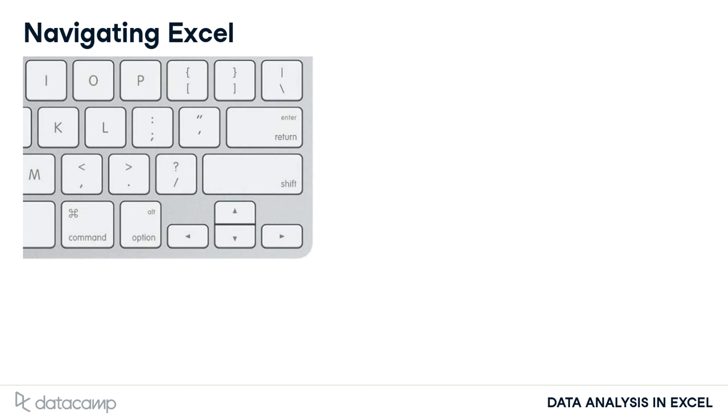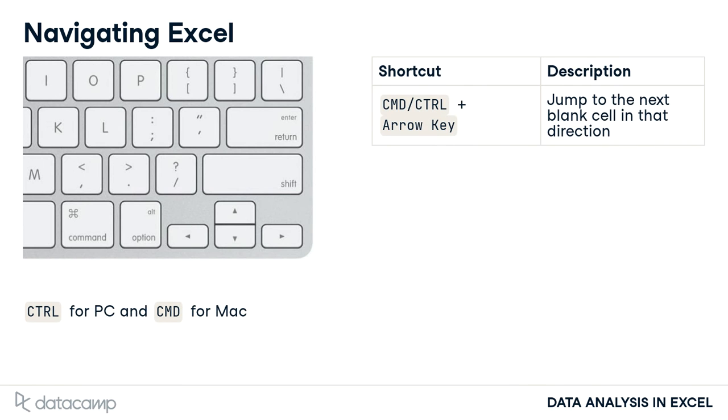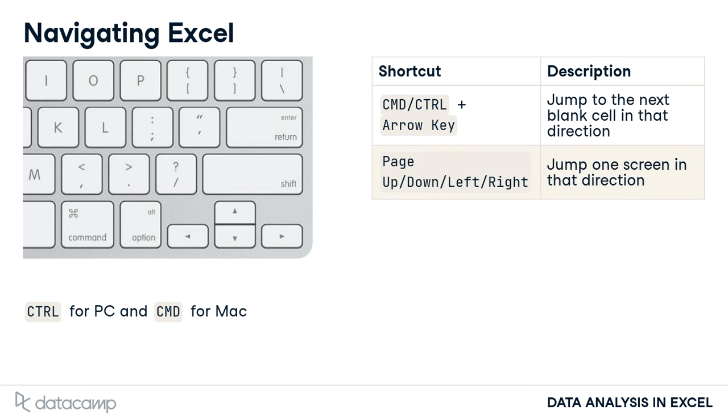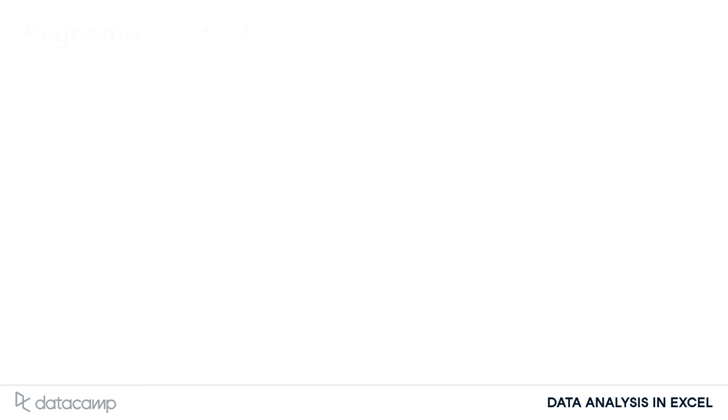Use the arrow keys with the Control or Command button for PCs and Macs respectively, and you will jump to the next blank cell in that direction. If you have a lot of blank cells, be mindful you might not be at the end of your data set. Page up, down, left, and right keys are good alternatives for jumping blocks of rows or columns.